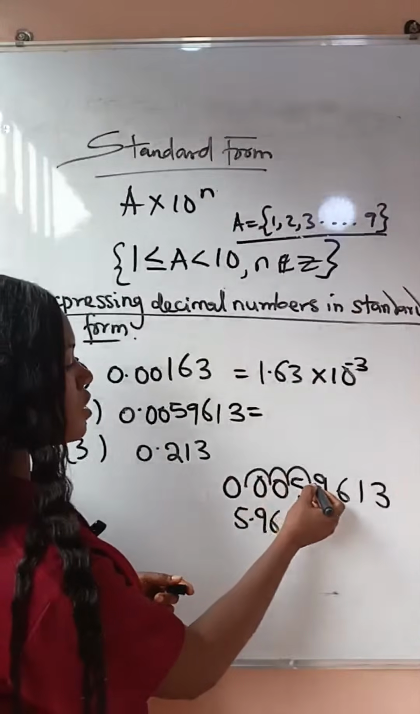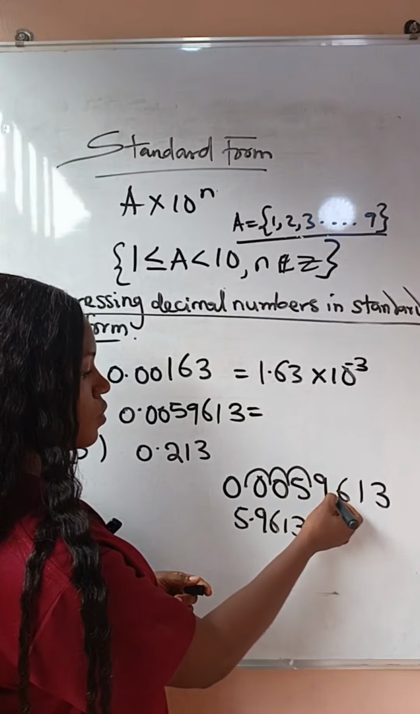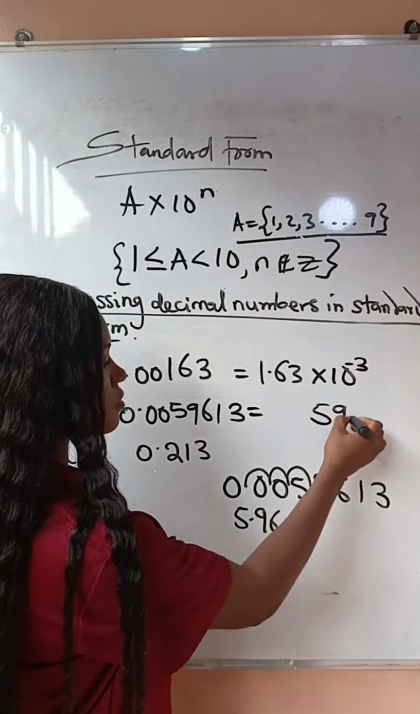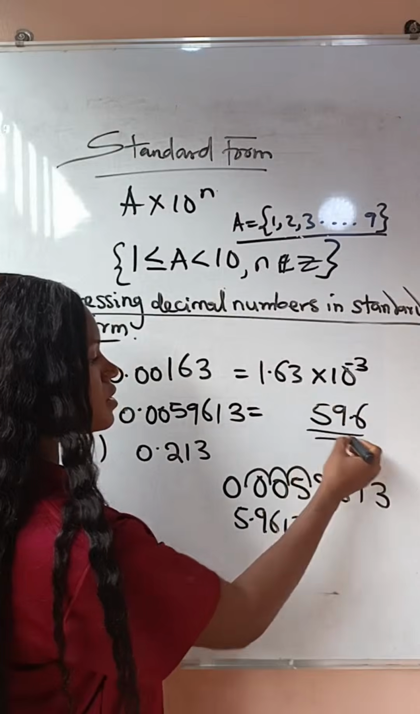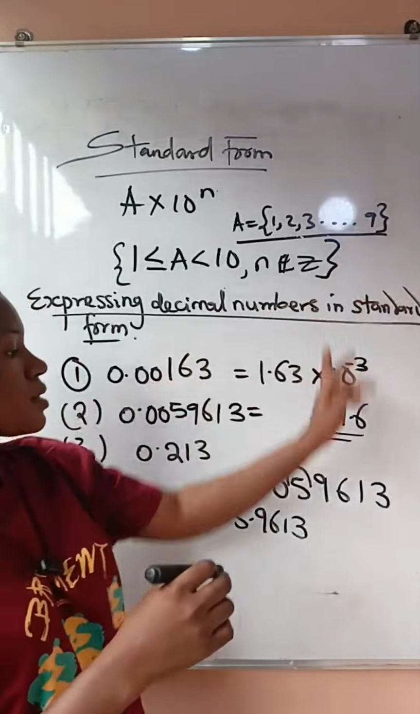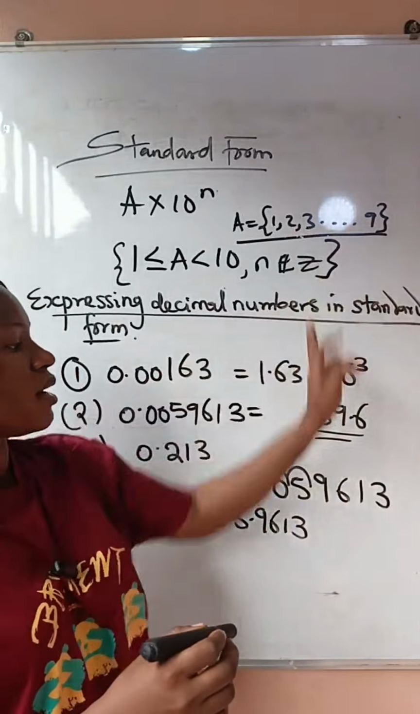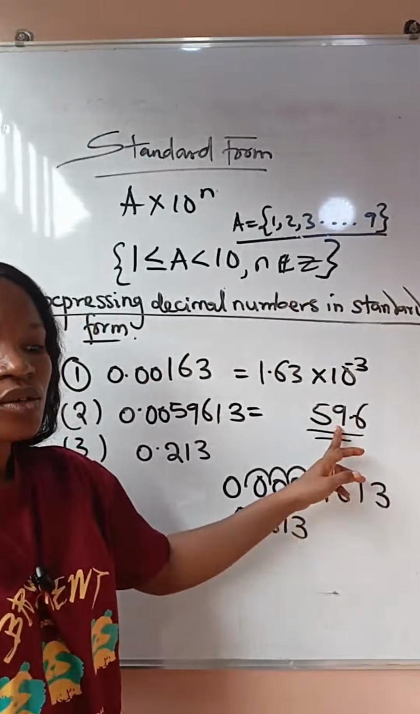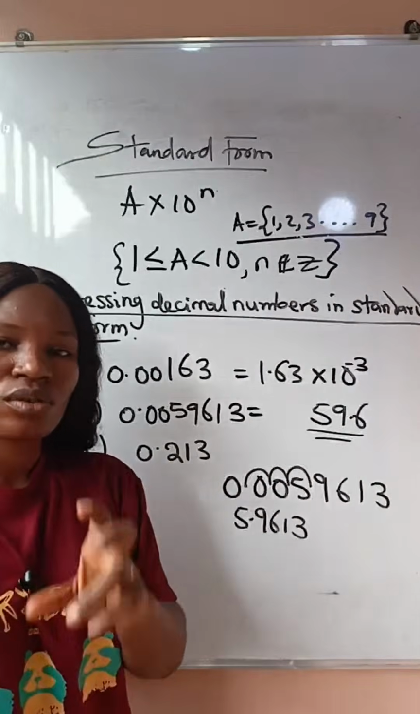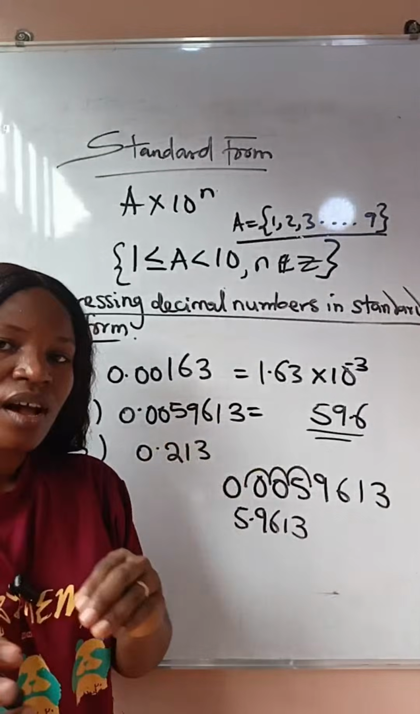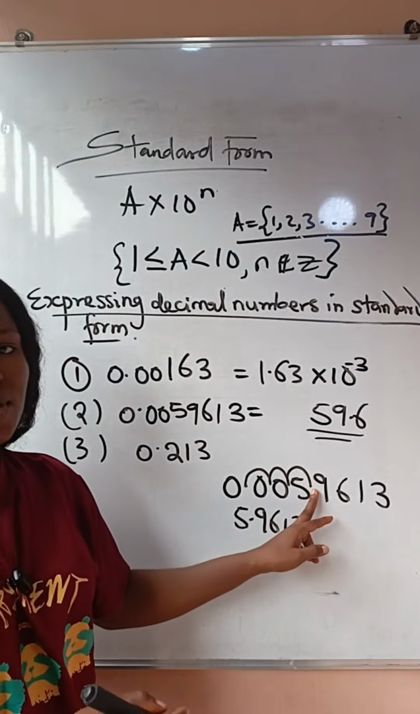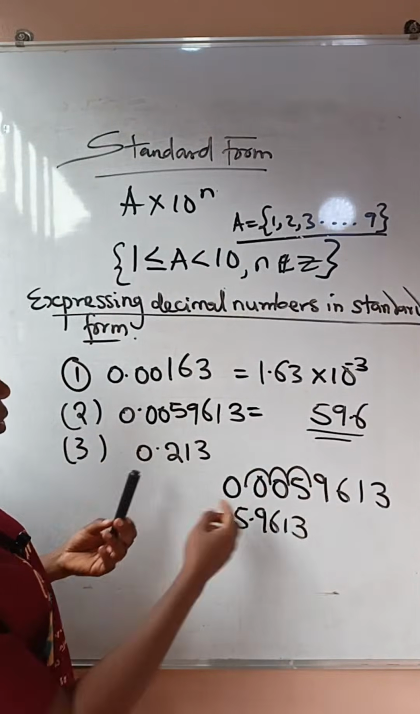We cannot shift the decimal point to this point because if we do that, we will have 59.6, and 59.6 is bigger than 9. Remember that our A shouldn't be more than 9. So that is why we cannot and we should not move this decimal point more than this point.